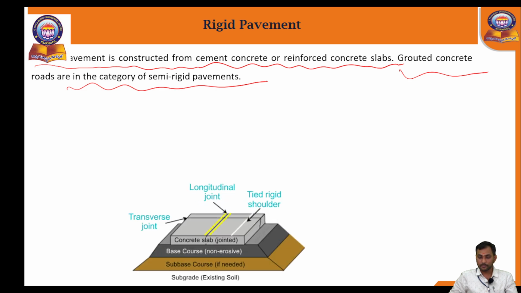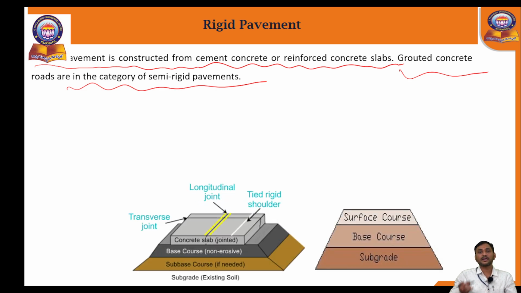See, there are three layers. What are those three layers? One is the subgrade layer, another is the base layer, and the next one is the surface course layer. On the surface course layer we construct the concrete slab.